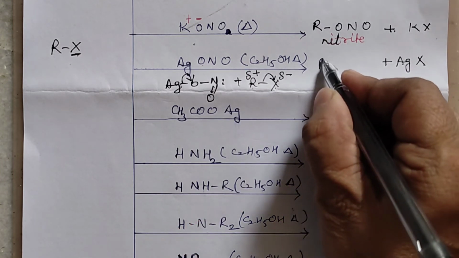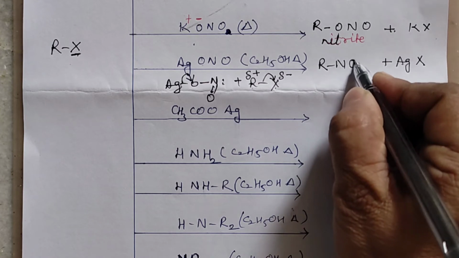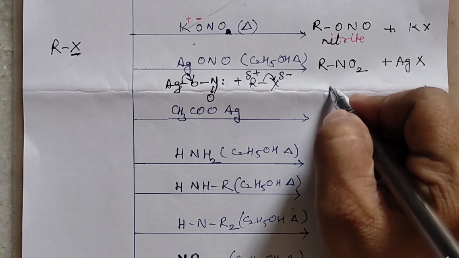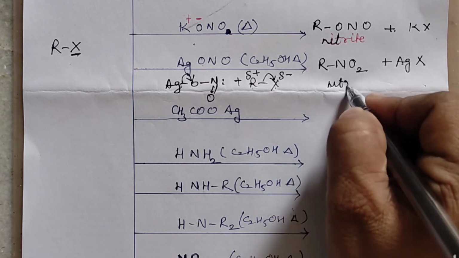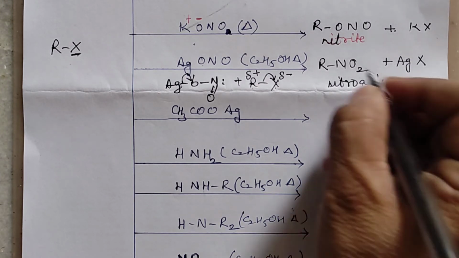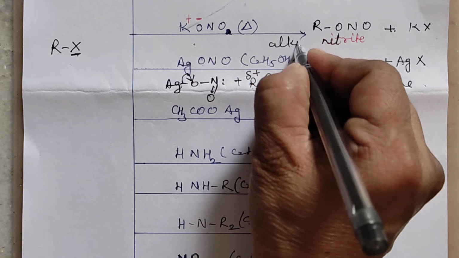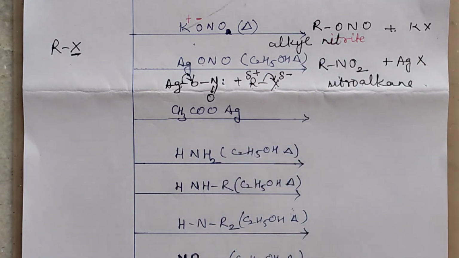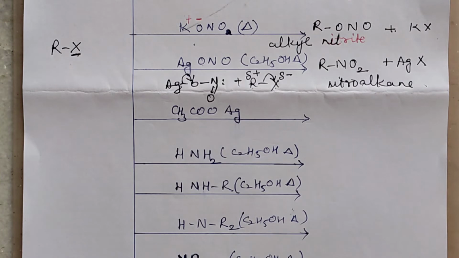Apart from that, RNO2. That means in this case what you're getting is nitroalkane. In the first one I may write it as alkyl nitrite. With potassium you are getting alkyl nitrite. With silver you are getting nitroalkane. You will have to give a similar explanation: the potassium compound is ionic and the silver compound is covalent, so this doesn't break up.